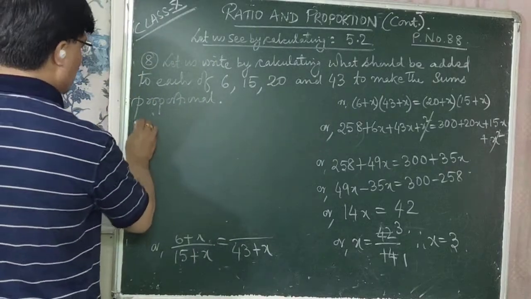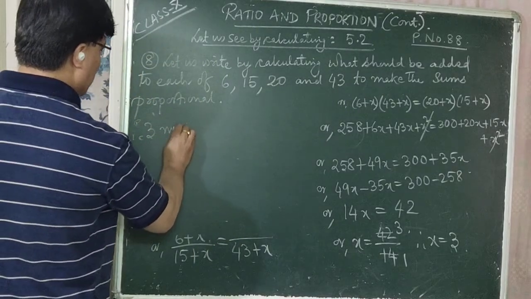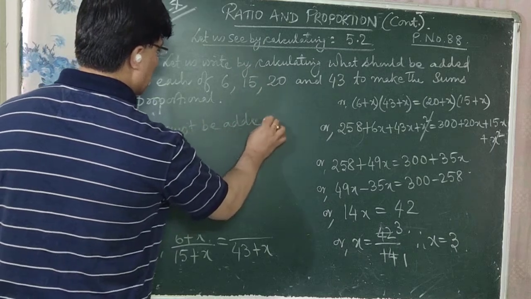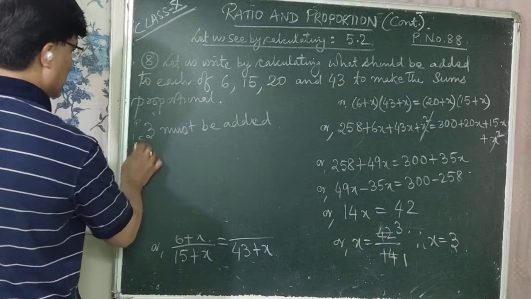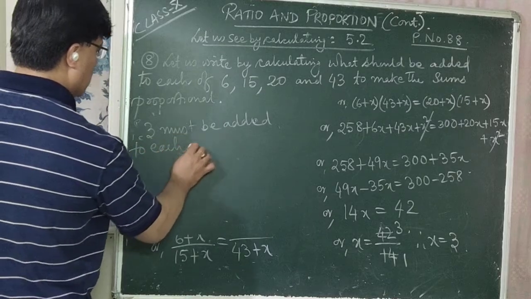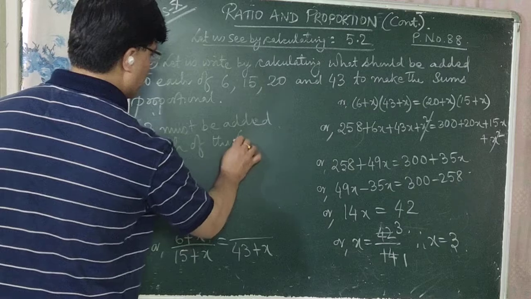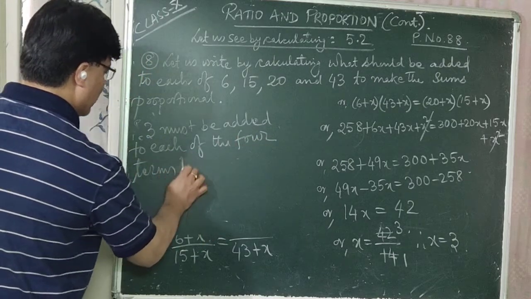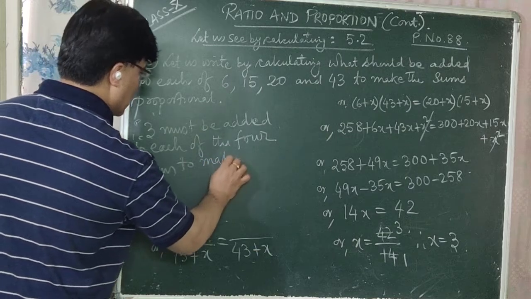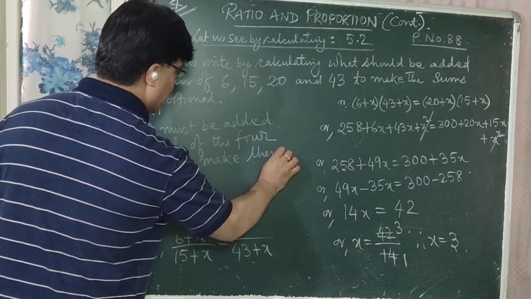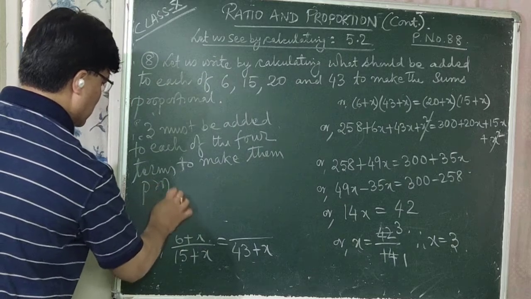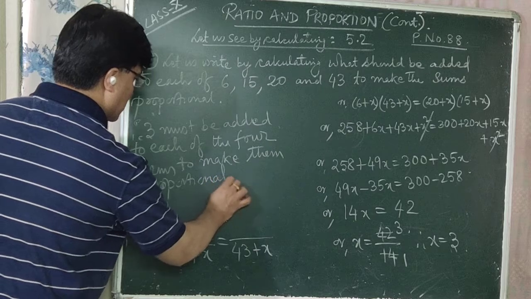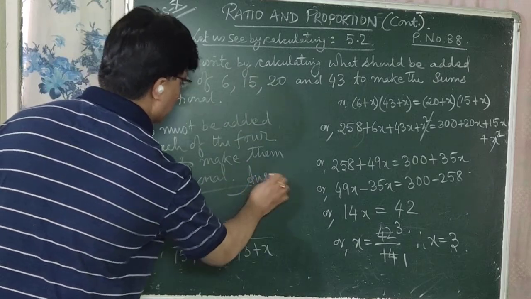So therefore the answer is 3 must be added. 3 must be added to each of the four terms to make them proportional. So this is the final answer.